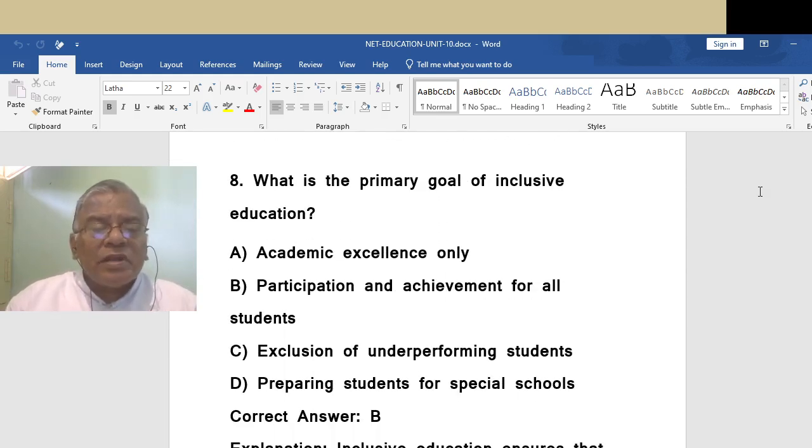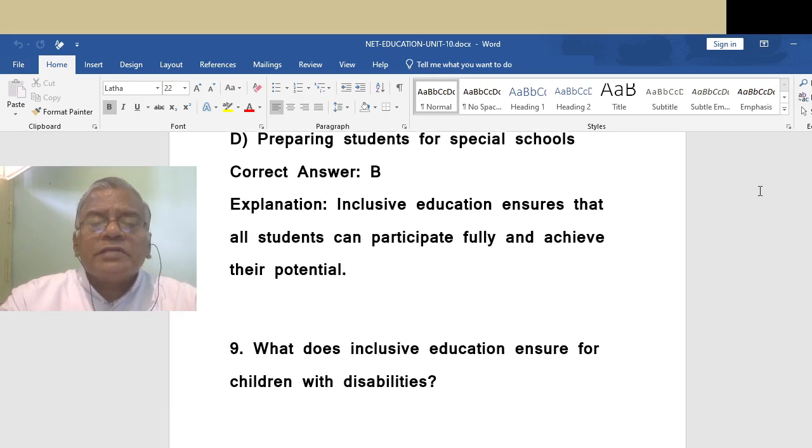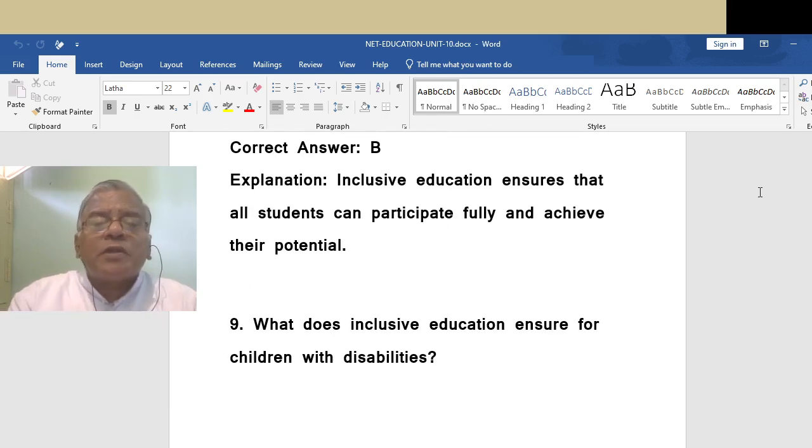What is the primary goal of inclusive education? Academic excellence only, participation and achievement for all students, exclusion of underperforming students, preparing students for special schools. Which is the right one? What is the primary goal of inclusive education? That is participation and achievement for all students. Inclusive education ensures that all students can participate fully and achieve their potential.